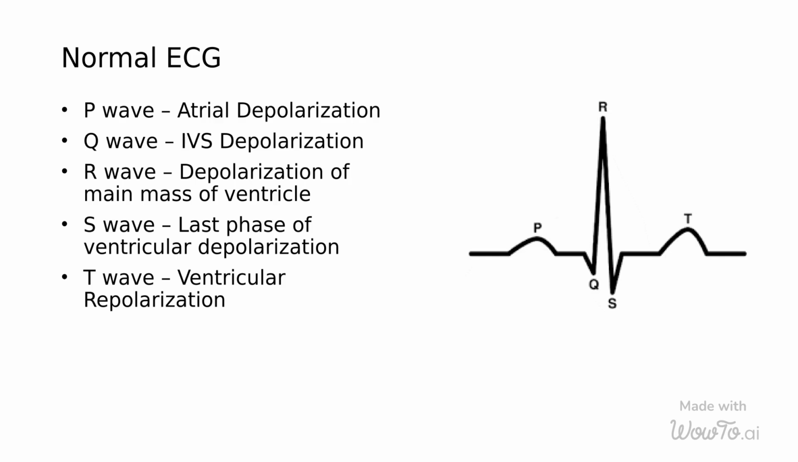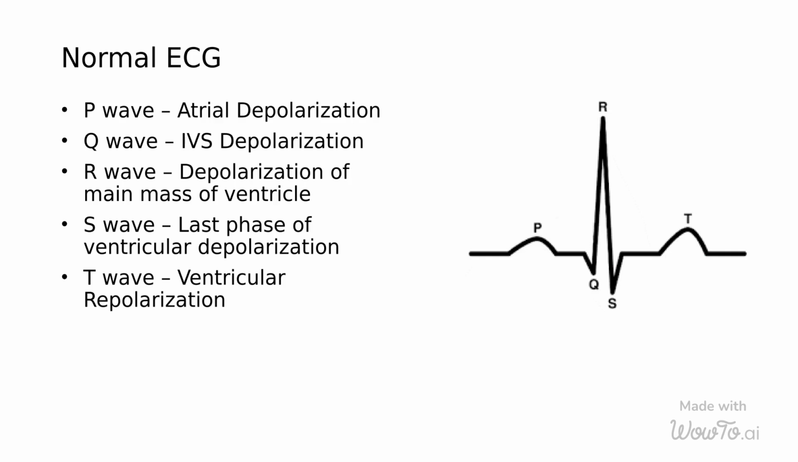Next is the Q wave, which signifies the depolarization of the interventricular septum, IVS. The IVS is the wall separating the left and right ventricles. The Q wave is usually a small downward deflection following the P wave.